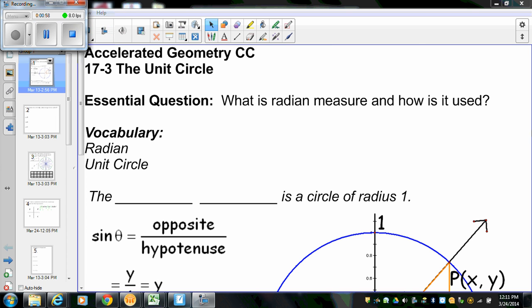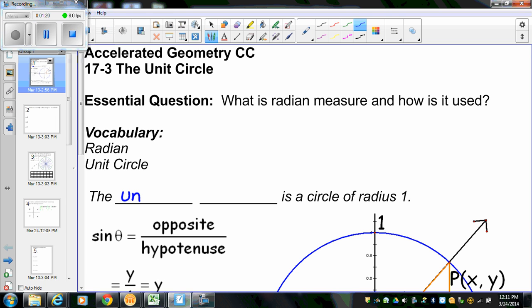The essential question for this section is, what is radian measure and how is it used? Our vocabulary is radian and unit circle. We're actually not going to be talking about radians at all today. We'll talk about it in the video for tomorrow, but we will be talking about the unit circle.